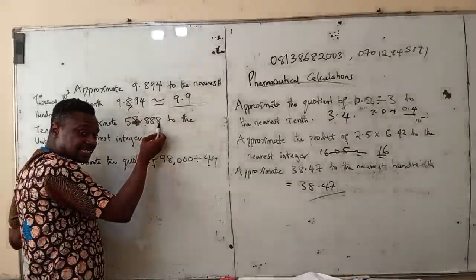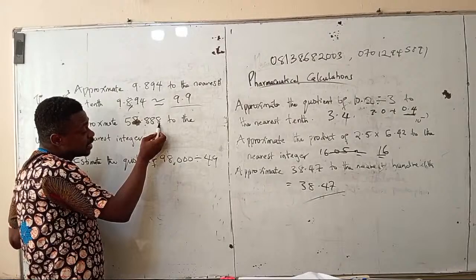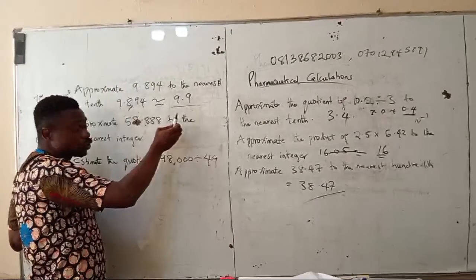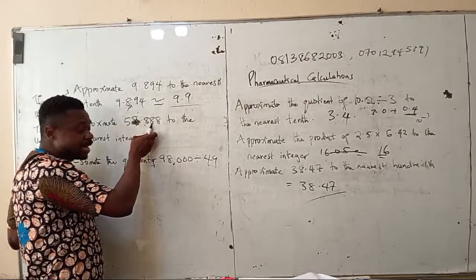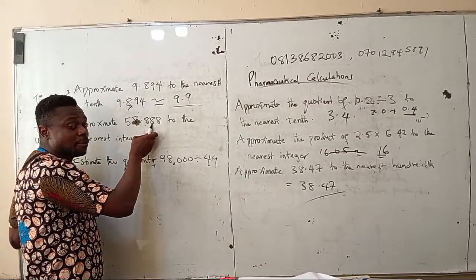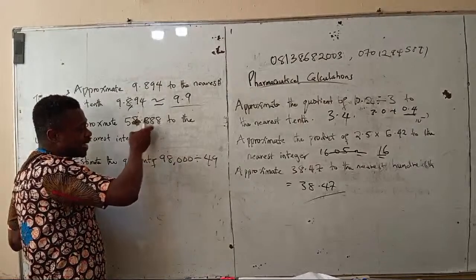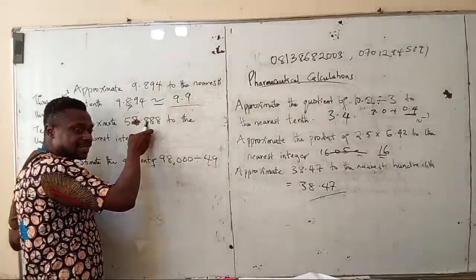Here is 8, which is above 5, so we take it away and add 1 here. Here becomes 9. It's also above 5. We take it away and add 1 here. Here becomes 9. We are not stopping here.